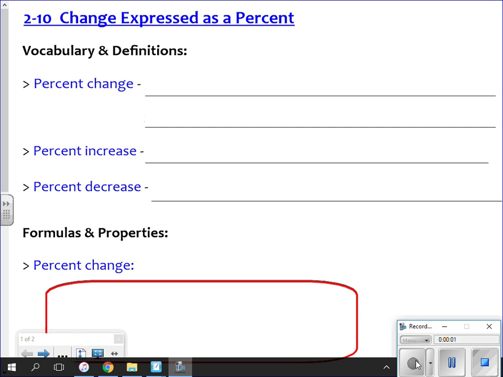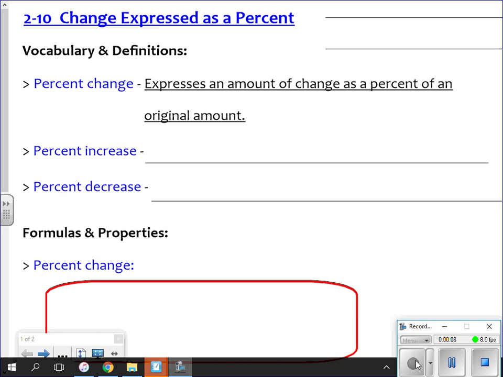Talking about percent change is what it is. Percent change is the amount of change as a percent of the original amount. In fact, when something goes on sale or when you have a pay raise, that is a percent change. What percent do you go up by? That's a very common one. You're using the original amount that you have. How much of a change to that original amount do you have?